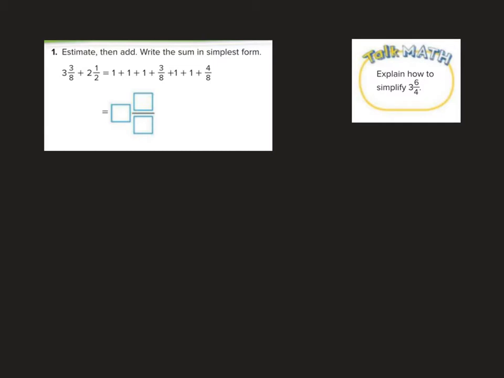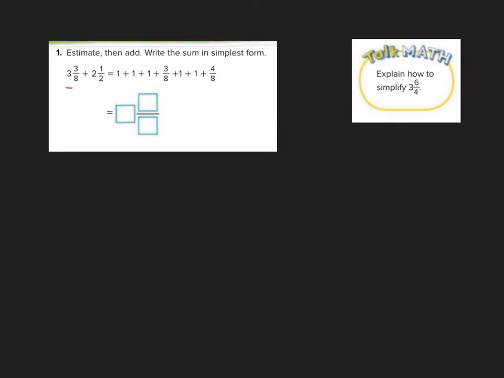Here, it's asking us to estimate, then add. Okay, so first we're going to estimate what is 3 3/8 plus 2 1/2. For 3 3/8, a half would be 4/8. 3/8 is really close, but it's not more, so I'd round this one to 3. 2 1/2 is not more than a half, so I round down to 2. So my answer would be about 5.